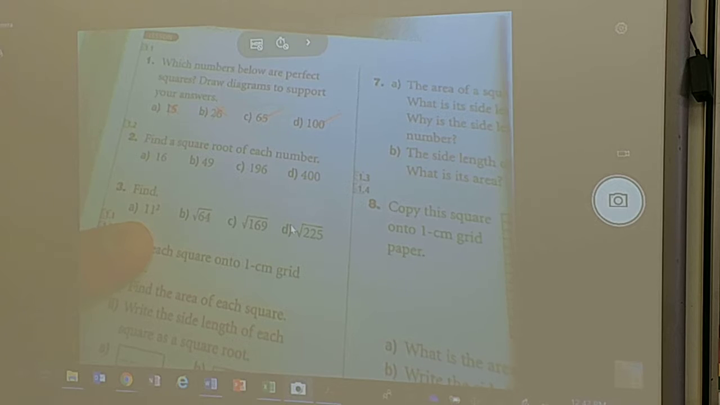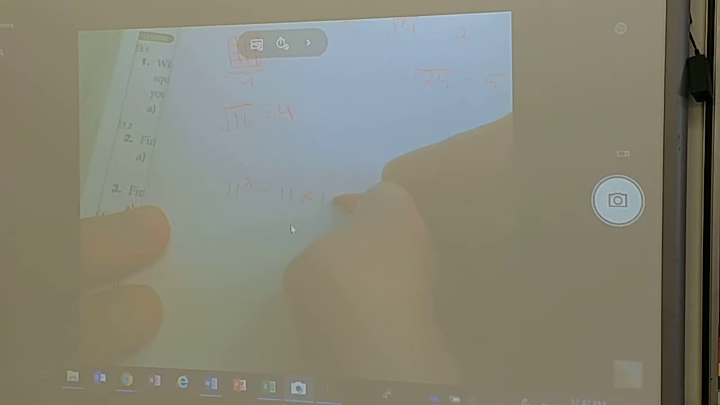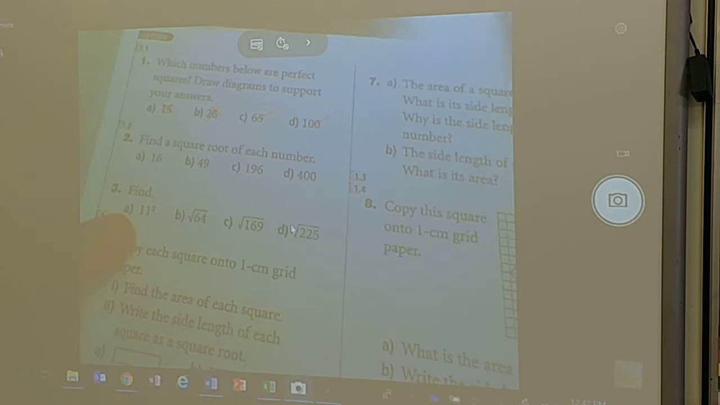Find 11 squared. Now let's take a look. 11 squared. Doesn't that mean 11 times 11? The 2 tells me how many times itself. So that equals 121. So the answer here, 121.